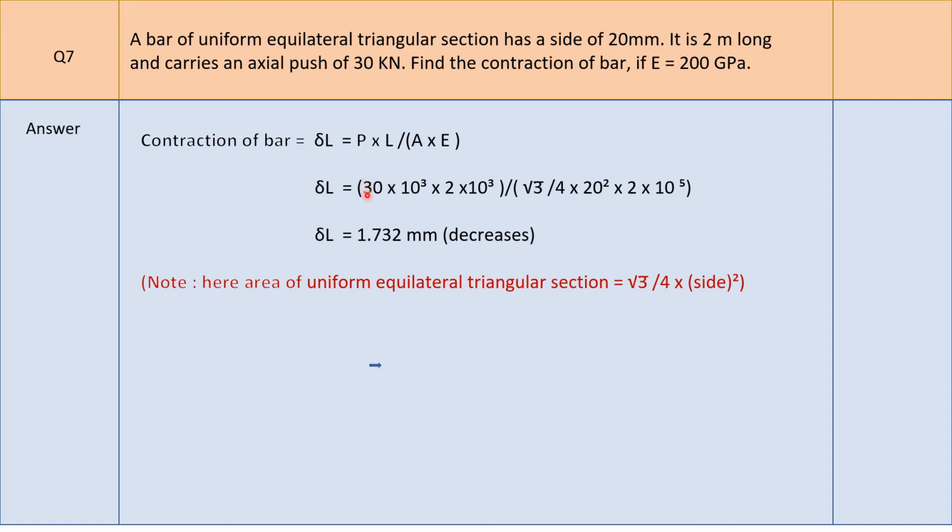Now substitute the value of P. P given is 30 kilonewton, so it will be 30 into 10 raised to 3 in Newton. Length given is 2 meter, so it will be in mm 2 into 10 raised to 3, divided by, now area of equilateral triangular section is root 3 divided by 4 into side square. Side given is 20, so root 3 divided by 4 into 20 square, this is the area. And E is 200 GPa, means 2 into 10 raised to 5 Newton per mm square, so substitute here 2 into 10 raised to 5.